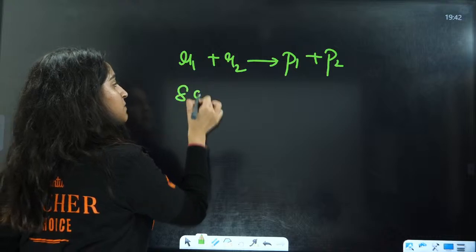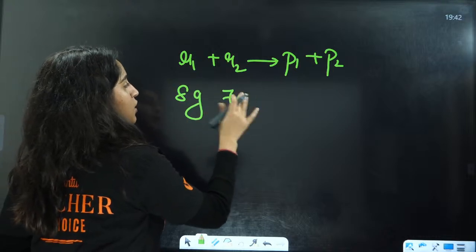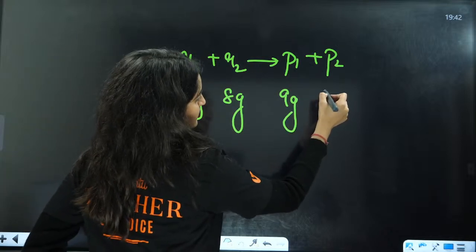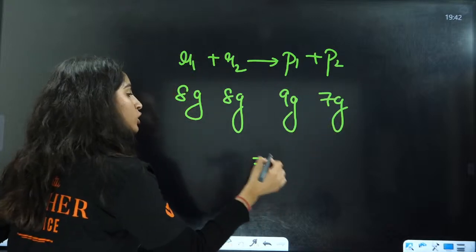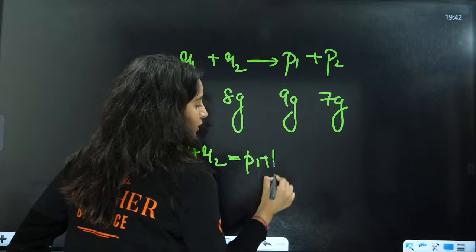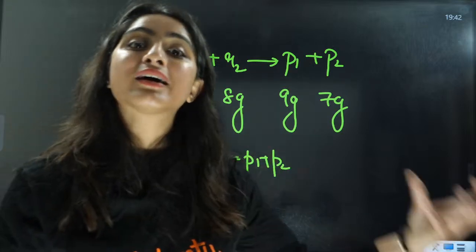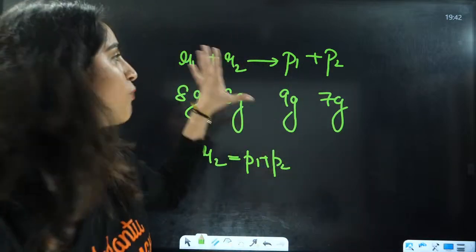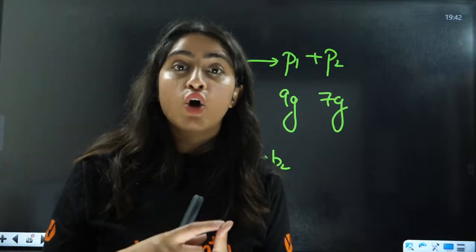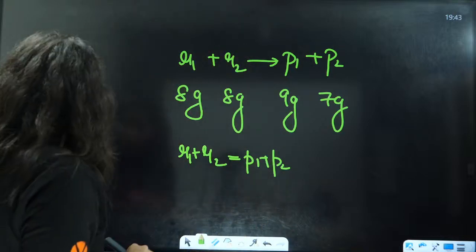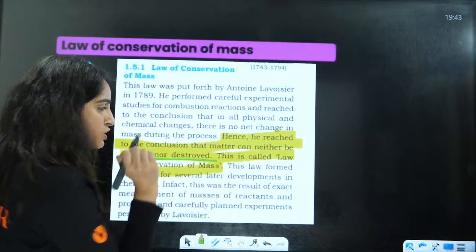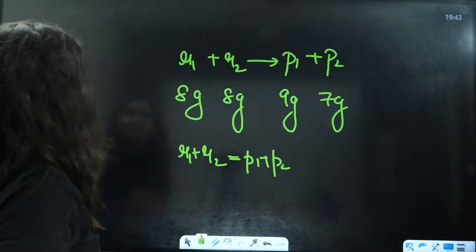In this case, I have mass. For example, this is 8 grams, this is 7 grams, this is also 8 grams, so this will be 9 grams, or this is 7 grams. Right? Okay. So the mass of reactants will be equal to the mass of products. That means mass is not created or destroyed. It is just converted from one form to another form. That is the law of conservation of mass, on which Dalton's atomic theory is based. He reached the conclusion that matter can neither be created nor be destroyed. This is called conservation of mass here.